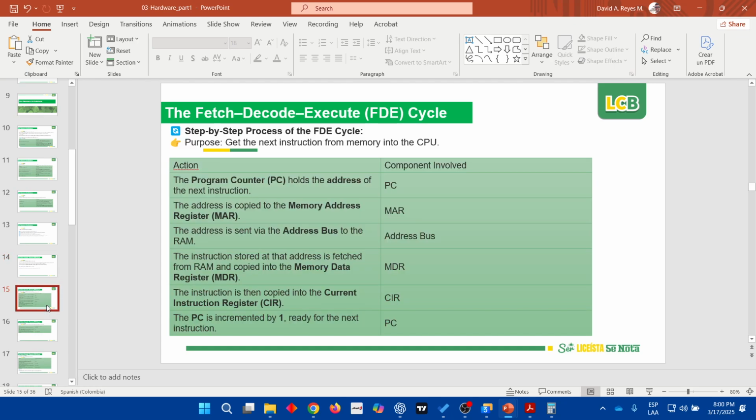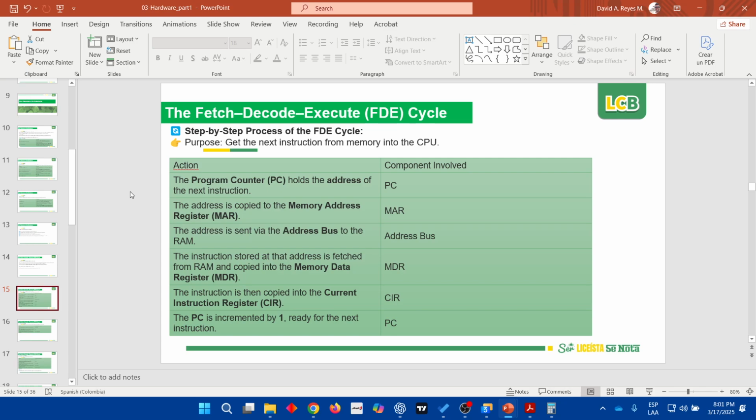Okay. So step by step, you have here. Okay. So the action, the program counter holds the address of the next instruction. That is what I told you. Mr. Julian tells you that you need to go to the CCA for the instruction. That address is copied to the memory address register. So you put in your mind that you need to go to the CCA. That is the memory address register. Then the address is sent via the address bus to the RAM. So that means that you in your memory have the address of the place that you need to go to.